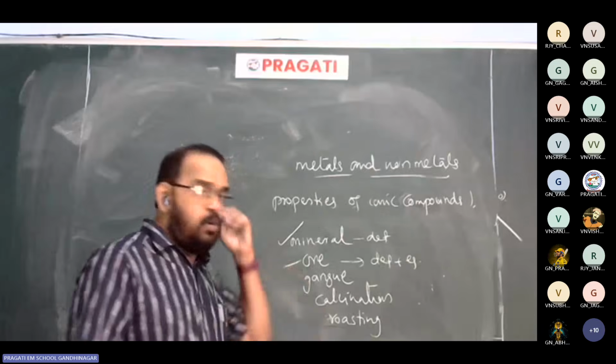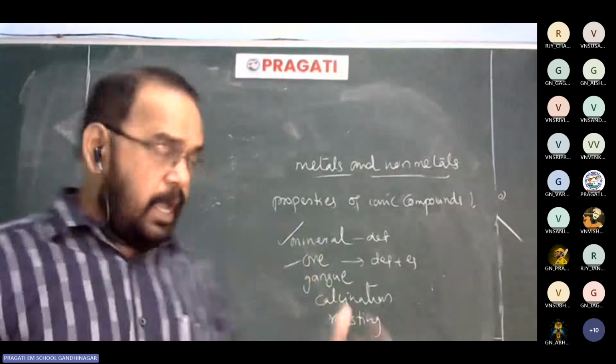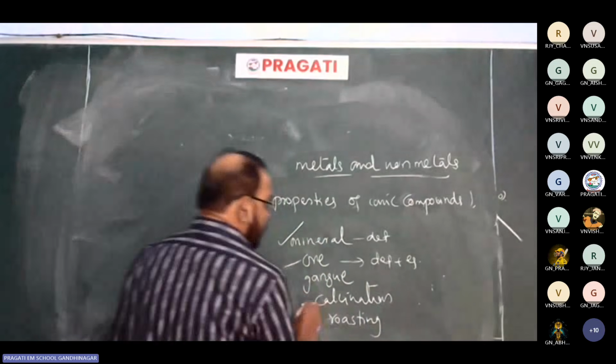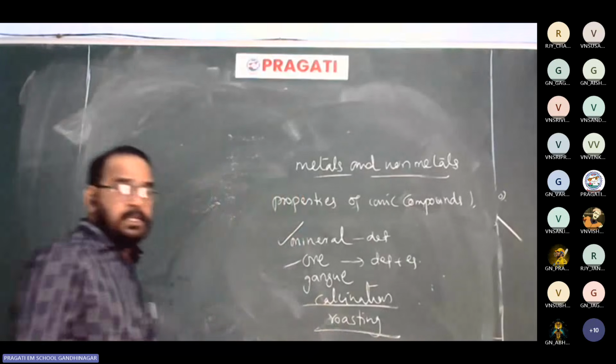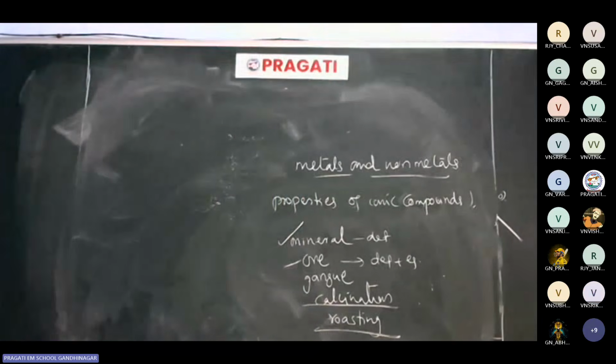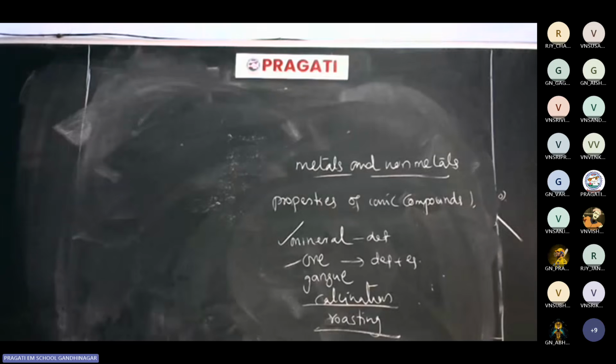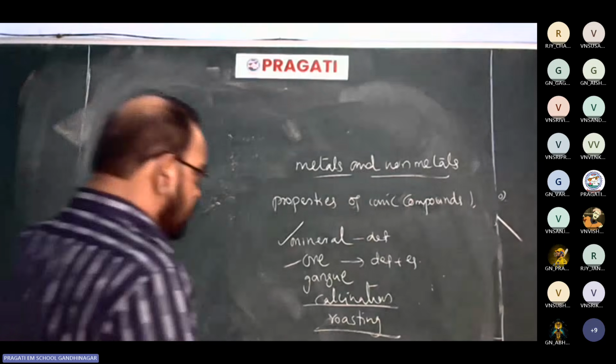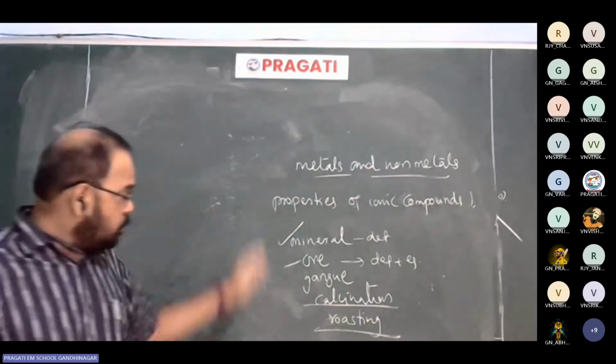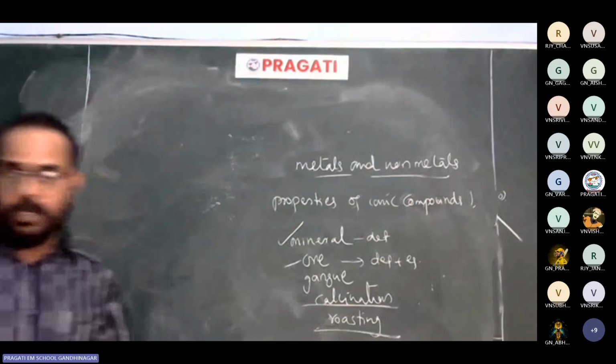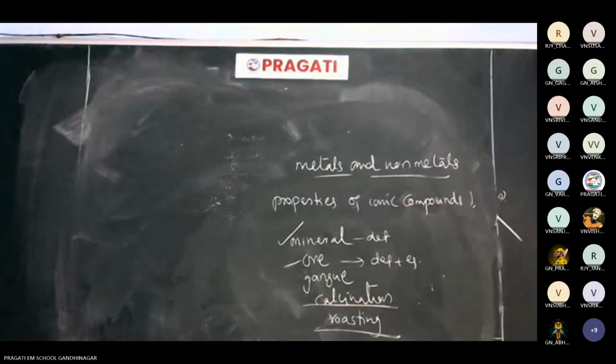And calcination and roasting are methods used in metallurgy. Calcination means heating the ore in the absence of air. Heating the ore in the presence of air is called roasting. Roasting is heating the ore in the presence of air, and calcination is heating the ore in the absence of air. These questions also come in the 1-mark section, important questions. Mineral, ore.